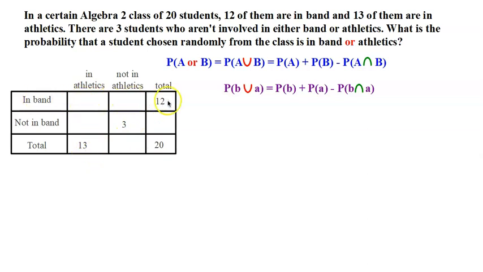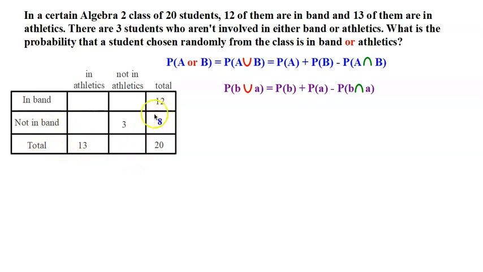The total in band is 12. 20 total students in the class, and 3 of them don't do band or athletics because they do something else. Maybe they're in ag, I don't know. Anyways, so let's see here. We've got 20 students. 12 of them are in band, which means 20 minus 12, 8 of them are not in band.